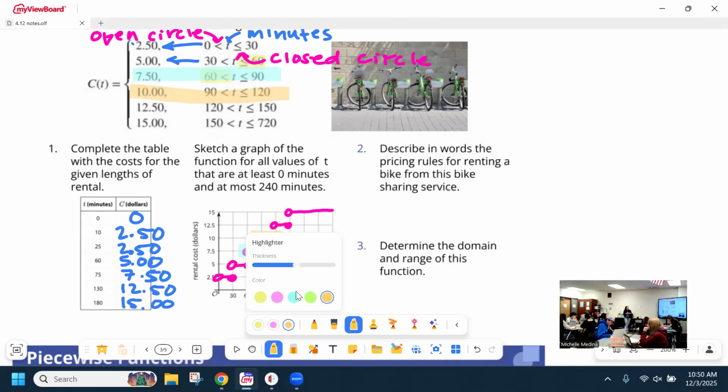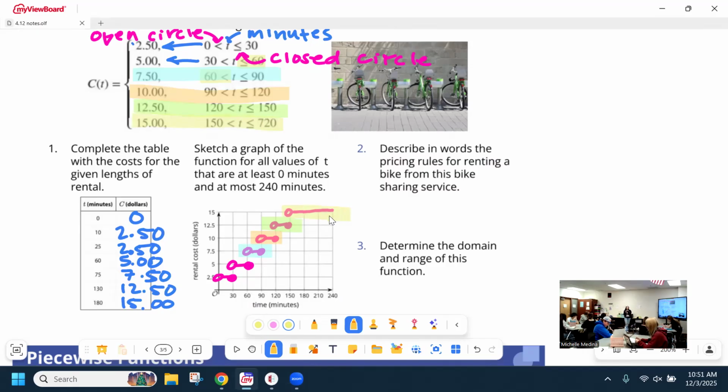Next row was the output of 1250, where the X's are 120 to 150, should be this high. And then for the last rule, the inputs go all the way up to 720, but on our graph, it just goes up to 240. So that is why I didn't put a closed circle on the right-hand side, because it doesn't end there.